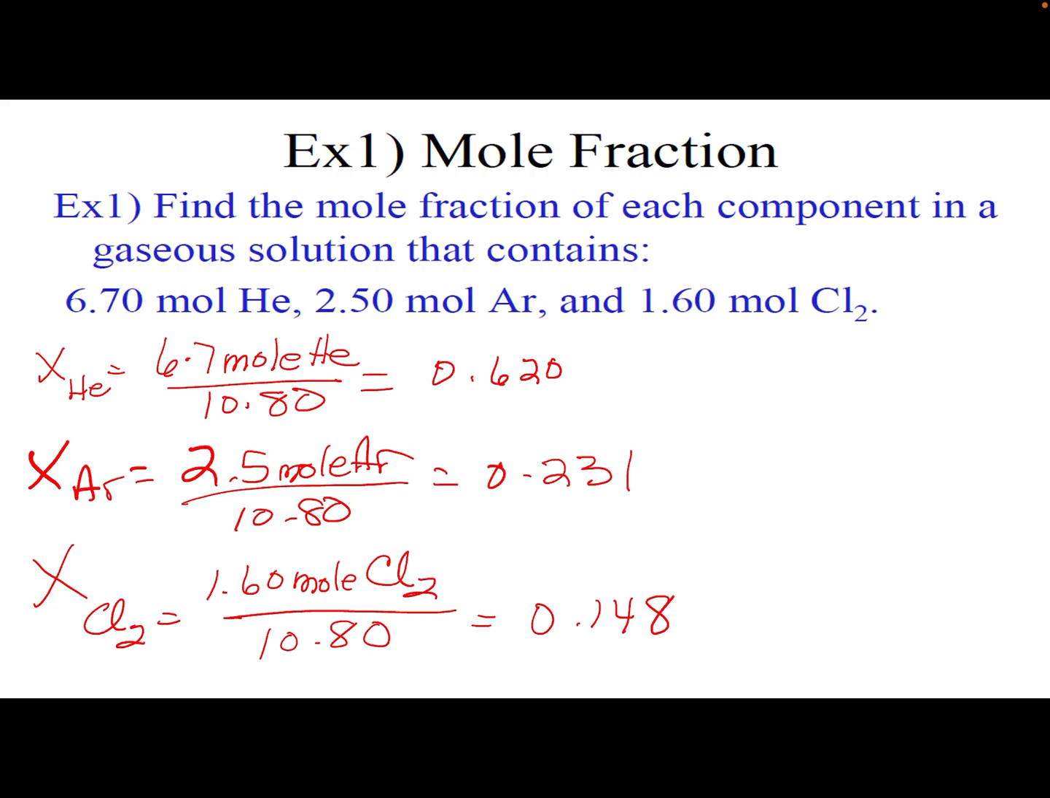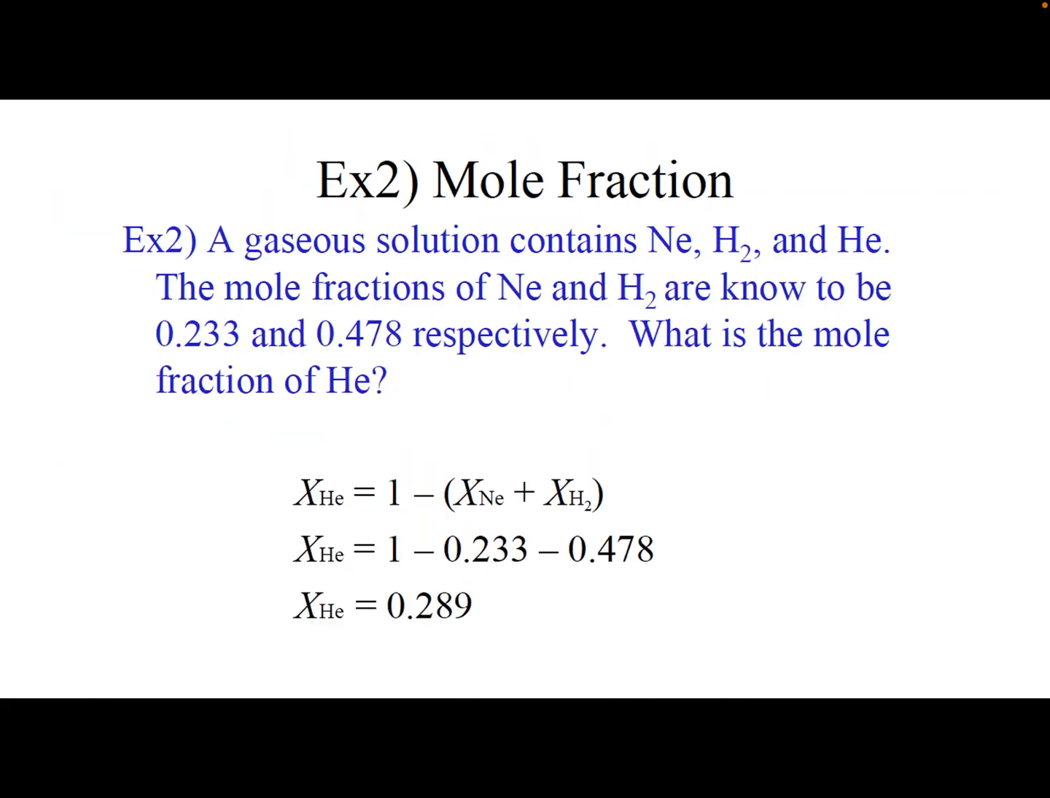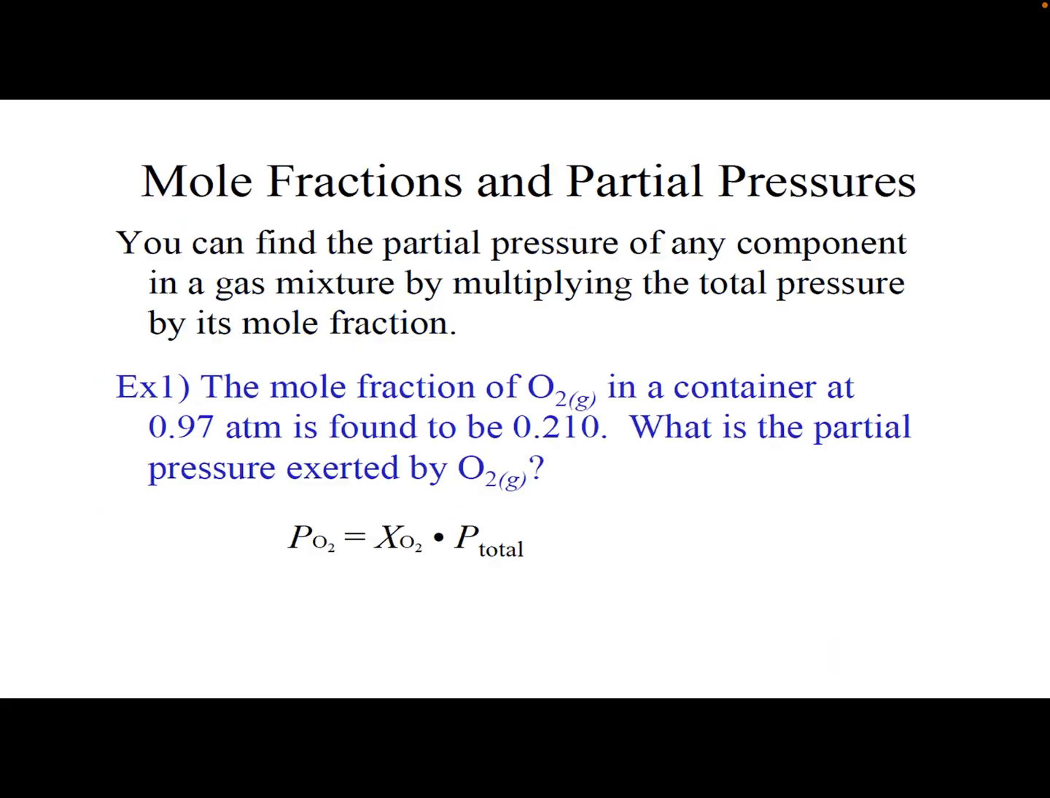You may also have a problem where you know the mole fraction and you know everything except for one component. And so you can use this principle. So I can show you an example of that as well. All right, here's a gaseous solution, and it contains neon, hydrogen, and helium. And it tells you the mole fractions of neon and hydrogen as 0.233 and 0.478, and you need to know the mole fraction of helium. Well, all of them should add up to 1, and so you can just have 1 minus 0.233 minus 0.478, and you will get a mole fraction of 0.289.